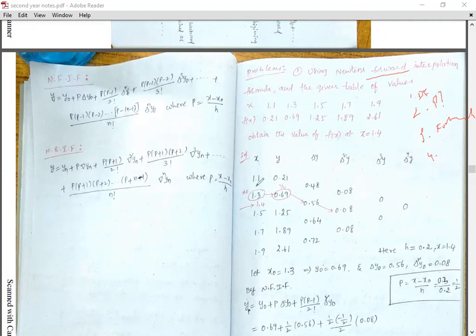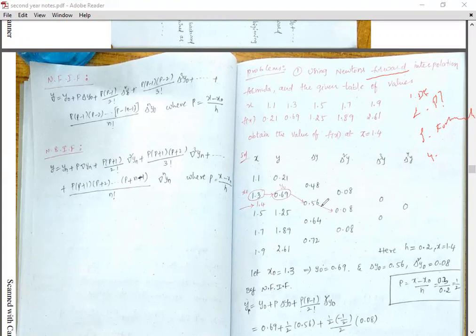Taking x and y values vertically, now forming the difference table, taking the differences of y. So first forward differences: 0.69 minus 0.21, successive minus preceding. We should always follow the pattern successive minus preceding values of y. The same is for the differences also. 0.69 minus 0.21, it is 0.48. 1.25 minus 0.69, 0.56. 1.89 minus 1.25, 0.64. 2.61 minus 1.89, 0.72.